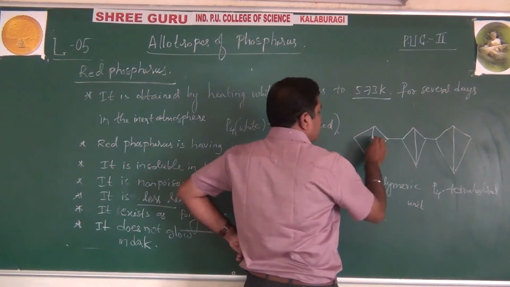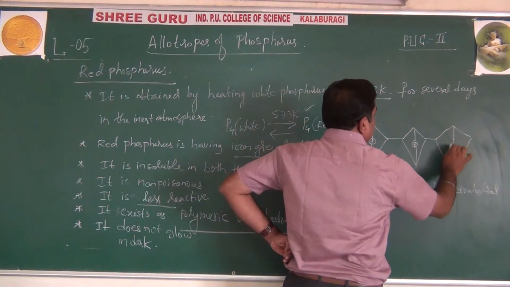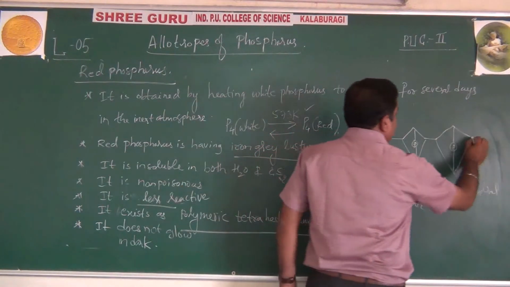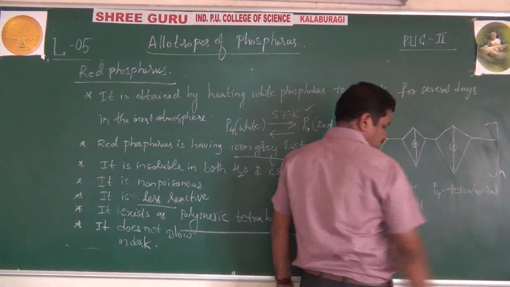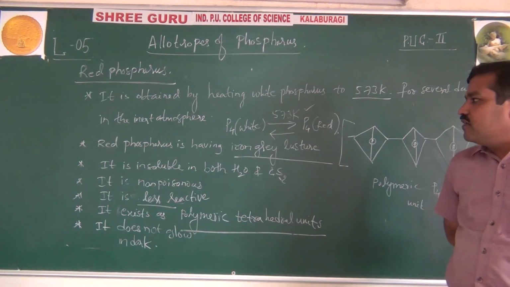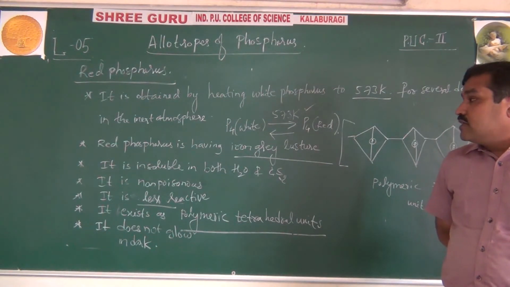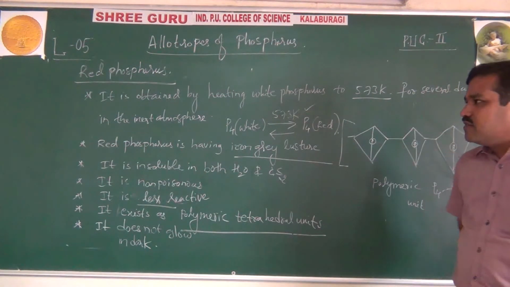Okay, right. Like this, you will have these here. This angle strain is gone. Like this, it will continue. Polymeric units. So this is how we can differentiate white phosphorus and red phosphorus. But what is the transition temperature? 573 Kelvin.